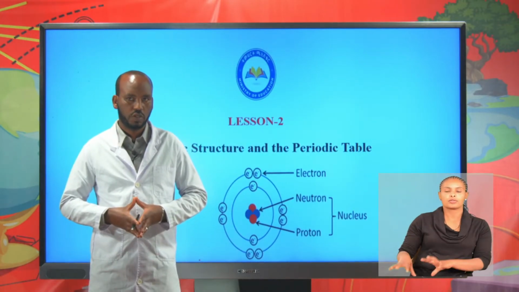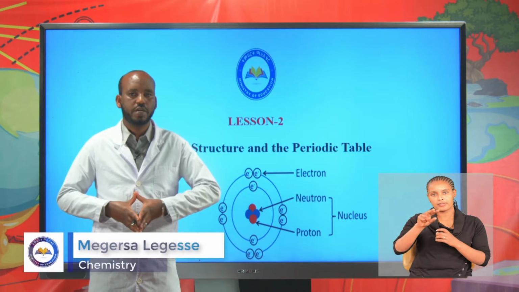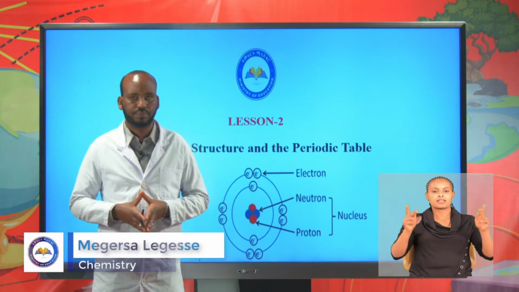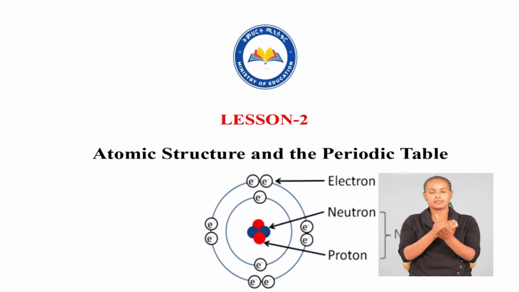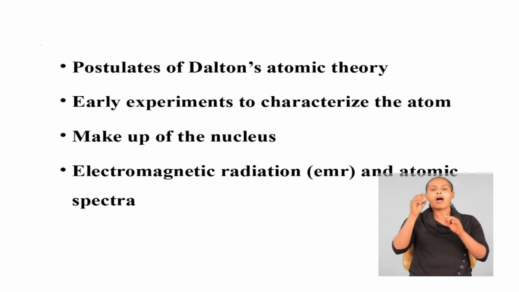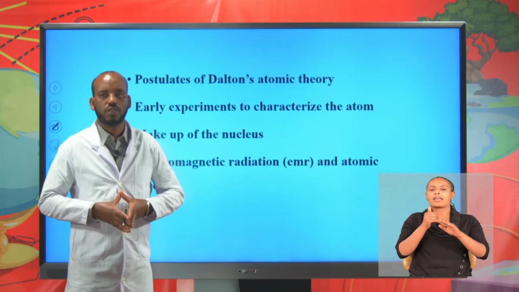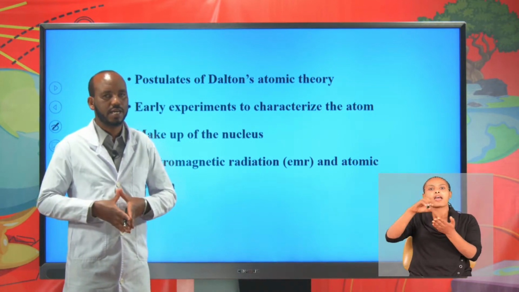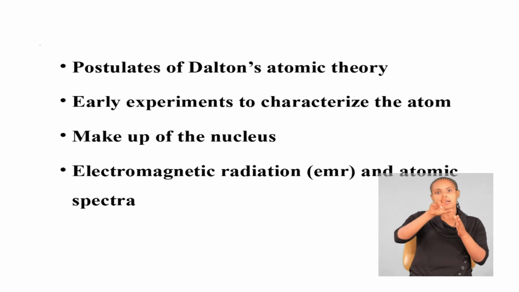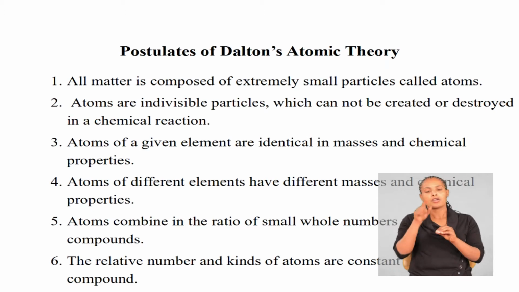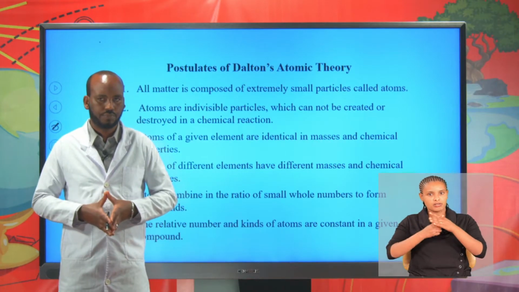Hello students, welcome to grade 12 chemistry revision lesson on atomic structure and the periodic table. In today's lesson, we will learn about postulates of Dalton's atomic theory, early experiments to characterize the atom, makeup of the nucleus, and electromagnetic radiation and atomic spectra. Students, if you are ready, then we will get started.